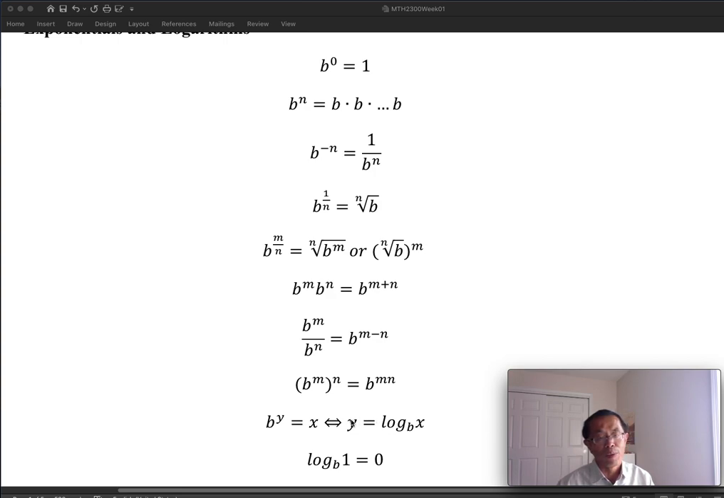It's hard for me to type and talk at the same time on the computer screen. I'm trying to present this very simple example to see if you can follow. For example, 2 to the power of 3 equals 8. Then accordingly, in logarithm fashion, log base 2 of 8 is 3.